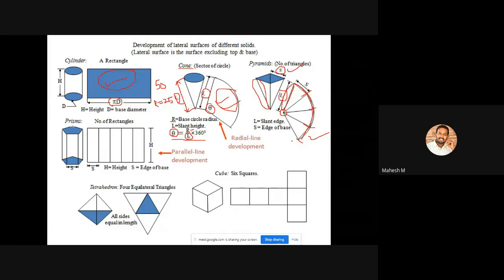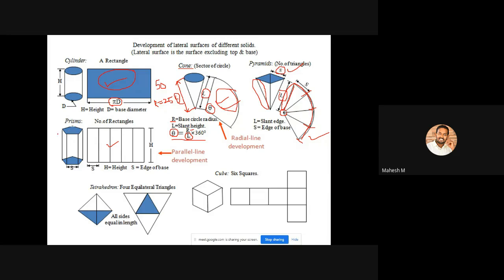If it is a pentagonal pyramid, you have to create five arcs. If it is a hexagonal pyramid, you have to create six arcs. Similarly, if it is a triangular pyramid, then you have to create only three arcs. So it is based upon the diagram, so it is based upon the component. And this diagram is an example for parallel line development.